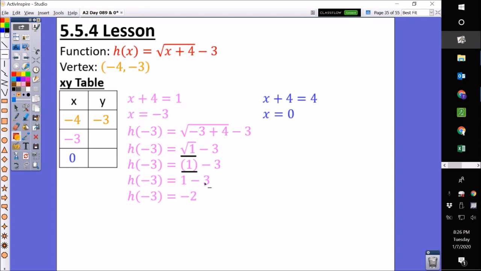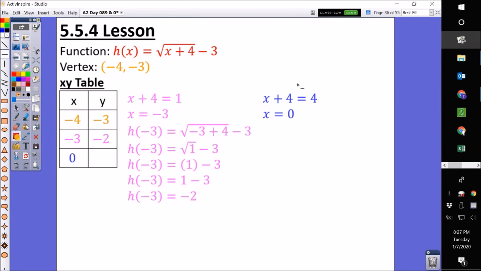Hence, we have 1 minus 3. And again, don't forget about the last number that you have. If you do, you will end up with the wrong y value, and then your graph is going to look incorrect, or it's not going to look like what a square root graph looks like. So at this point, I have 1 minus 3, which will come out as negative 2. This will be my y value for x equals negative 3. So I'm going to put negative 2 into the table, just like that.